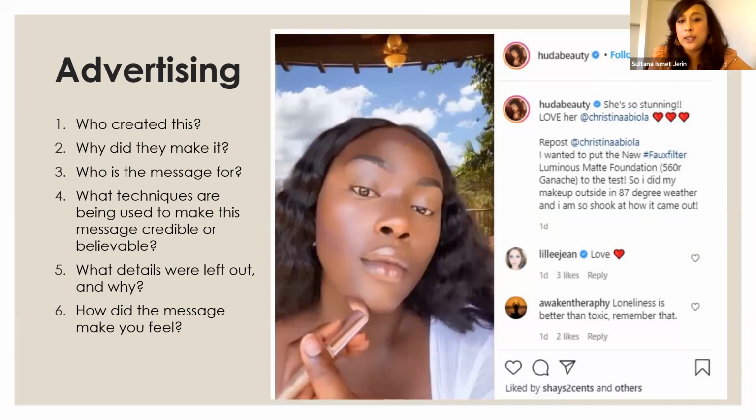So when a makeup artist or an influencer is trying to sell a product or trying to show this product is really good, what did you like in this case? Who created this? An influencer. Now, why did they make it? Who can answer me this question? Why did they make it? To promote the product. Why do they want to promote the product? So that her followers buy it.